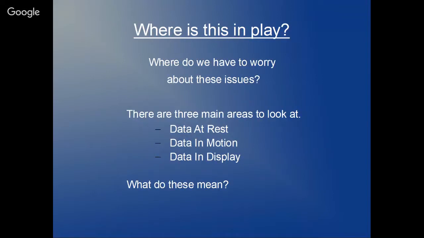So where is this in play? Now we're going to get to all three of us talking, so it's not so much me. Where do we have to worry about this information? The easy answer is everywhere. But the three main areas we have to worry about are when data is at rest, data is in motion, and data is in display. So we've really got to worry about all over the place.